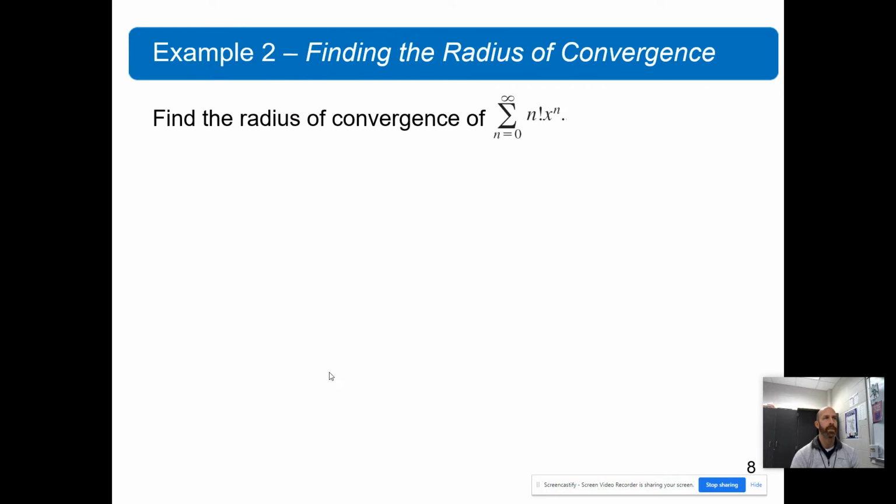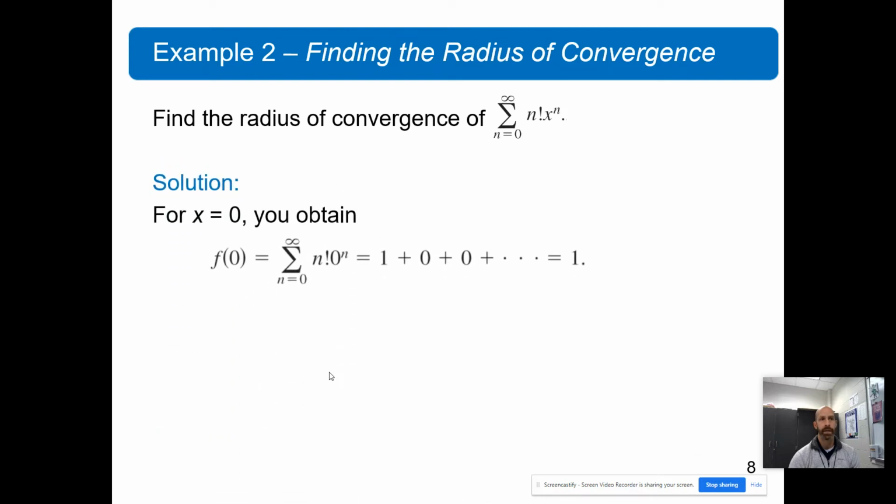So let's look at an example here. It says find the radius of convergence. So what we're looking for is what values of x this power series is going to converge. First of all, you should note that it's centered at 0. And in this case, we can see that f of 0 is 1 by plugging in 0.